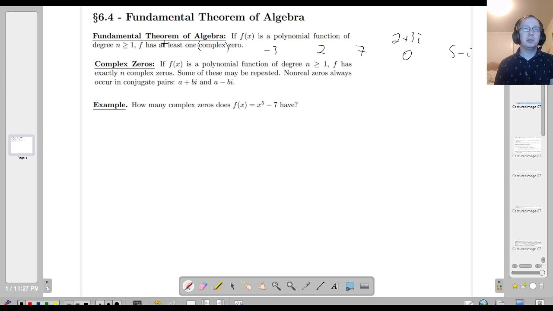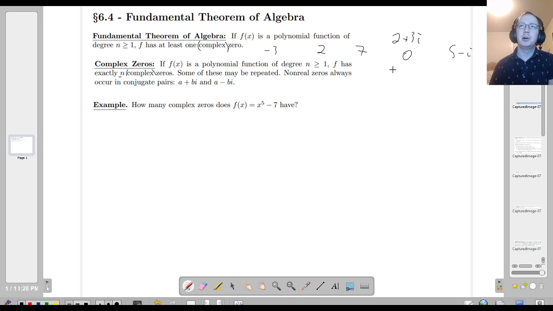As soon as someone was able to prove this, someone took it a step further and said, okay, if we have a polynomial and we know the degree, then we don't just know there's one zero, we know exactly how many zeros there are. So if the degree is n, the number of zeros is n. And again, that word complex is optional here. Now, something that makes this a little bit complicated is the fact that some of those zeros might be repeated.